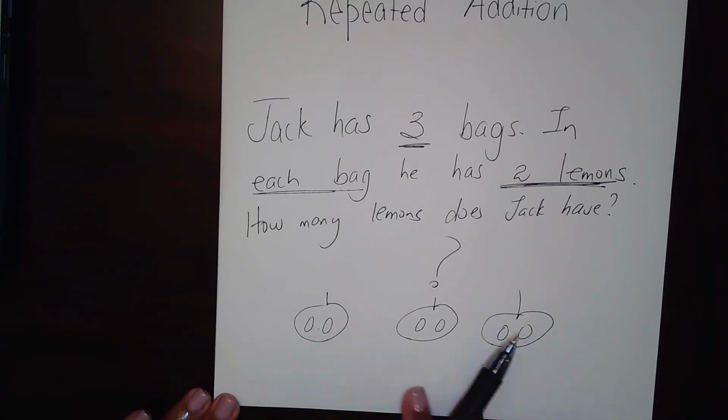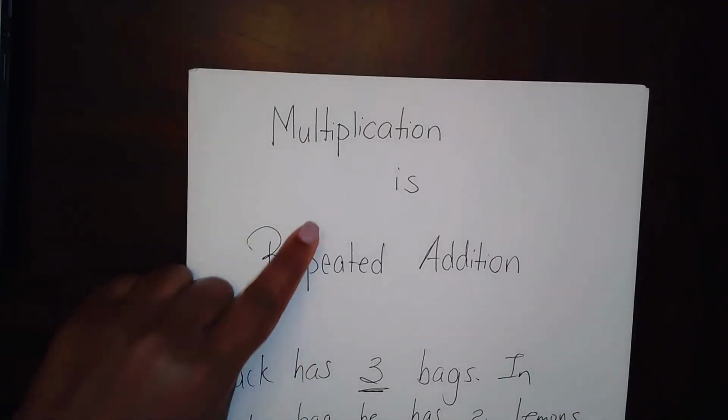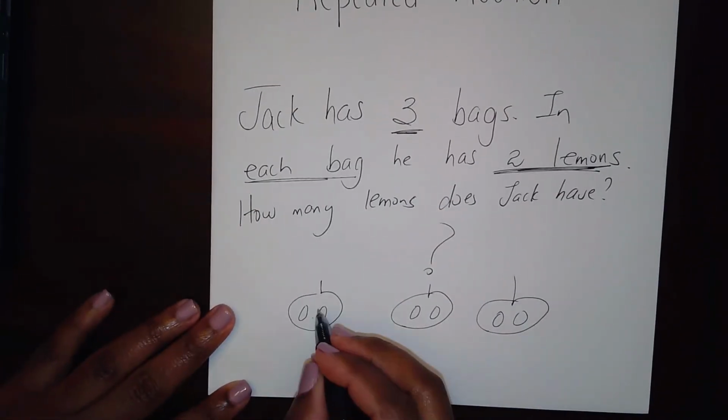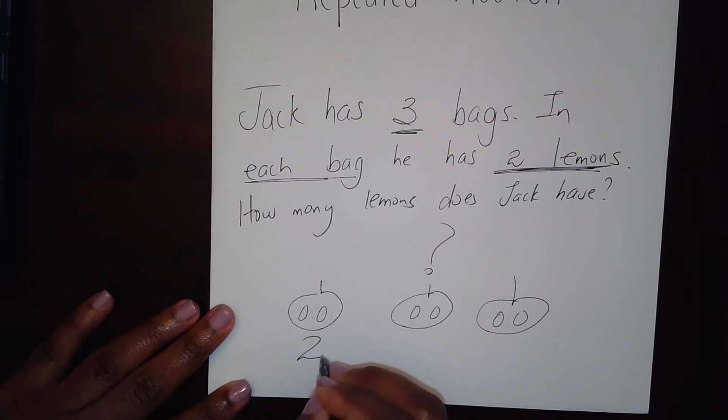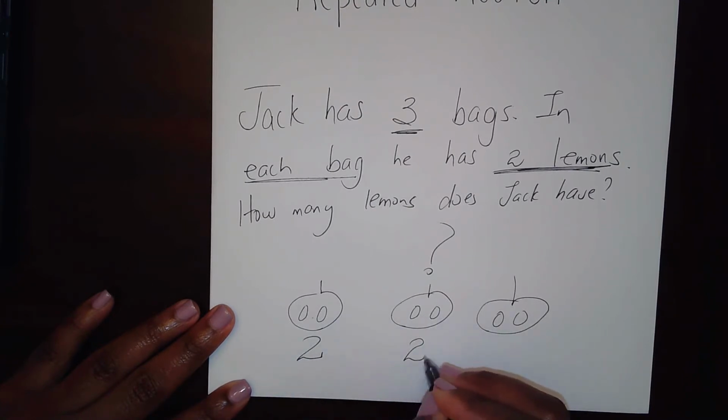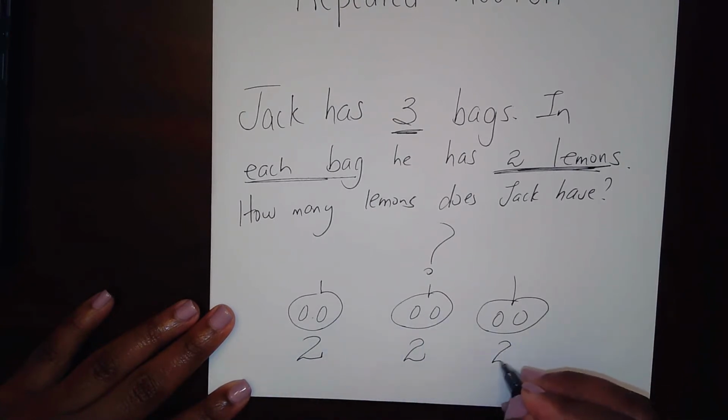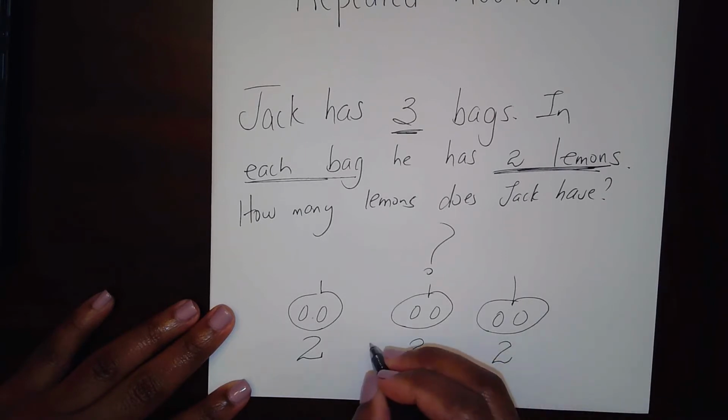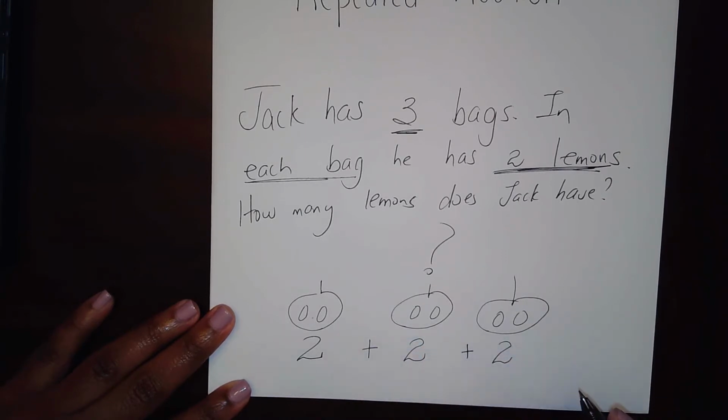Now, this is how we're going to see how multiplication is repeated addition. In this bag, we have 2. In this bag, we have 2. And in this bag, we also have 2. If we were to add it all together, we would get 6. But with multiplication, we will write it a little different. We would say 2 times 3.